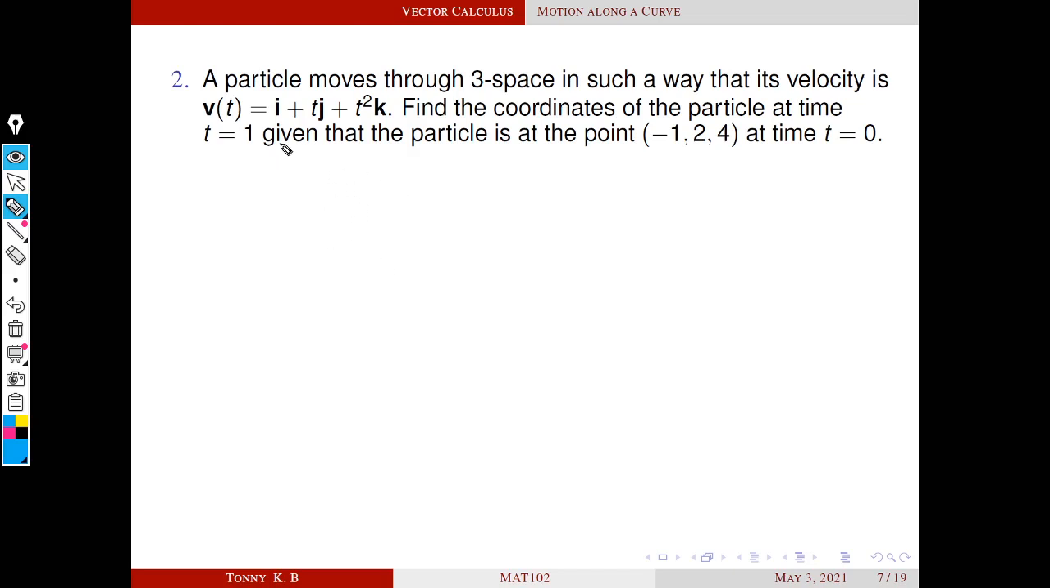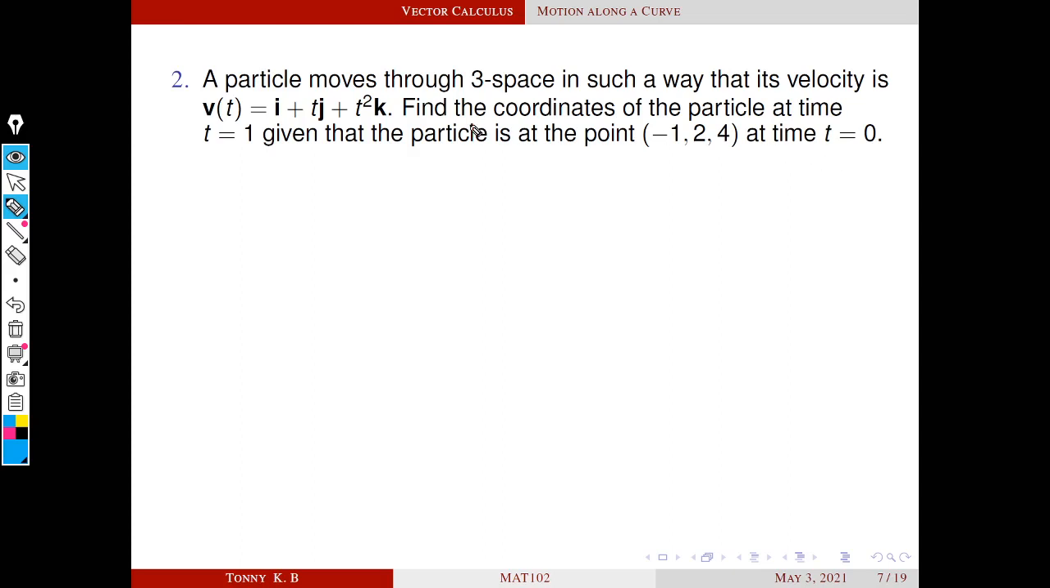Second problem. A particle moves through three-dimensional space in such a way that its velocity v of t is given, that is i plus t j plus t square k. Find the coordinates of the particle at time t equal to 1, given that the particle is at the point minus 1, 2, 4 at time t equal to 0.